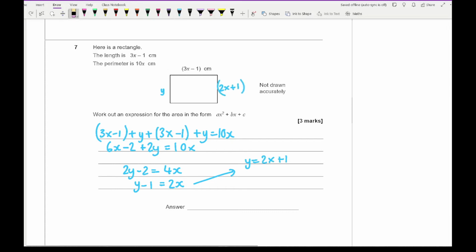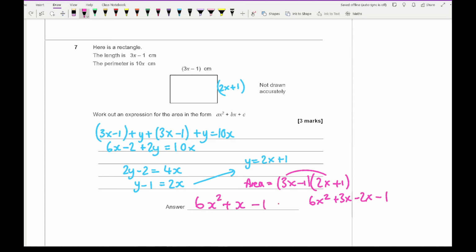Then from this, what I can do is work out what the area is going to be. So the area, which is base times height, is 3x minus 1 times 2x plus 1. Expanding all of this out, I get 6x squared plus 3x minus 2x minus 1. That gives me a final answer of 6x squared plus x minus 1.